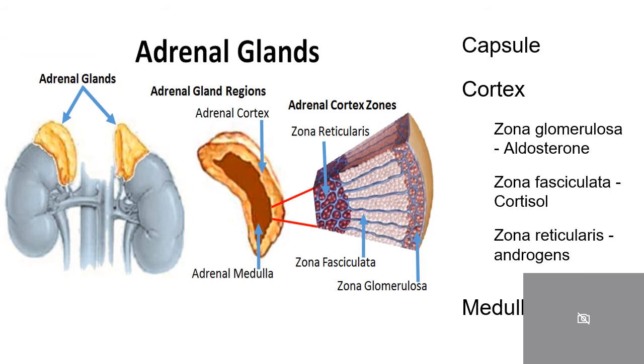The adrenal glands. As their name implies, they lie on top of the kidneys. Each gland is organized into two zones, the outer cortex and inner medulla. The cell types in these regions vary, and therefore the types and the functions are different. The cortex zones from superficial to deep are the zona glomerulosa, which secretes aldosterone, the zona fasciculata, which secretes cortisol, and the zona reticularis, which secretes androgens.